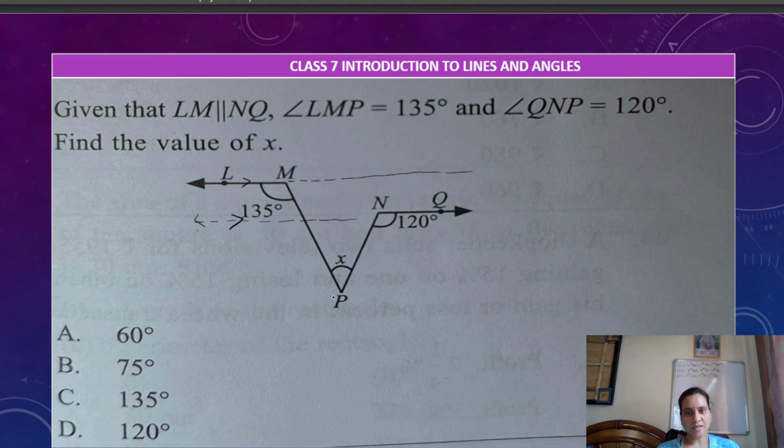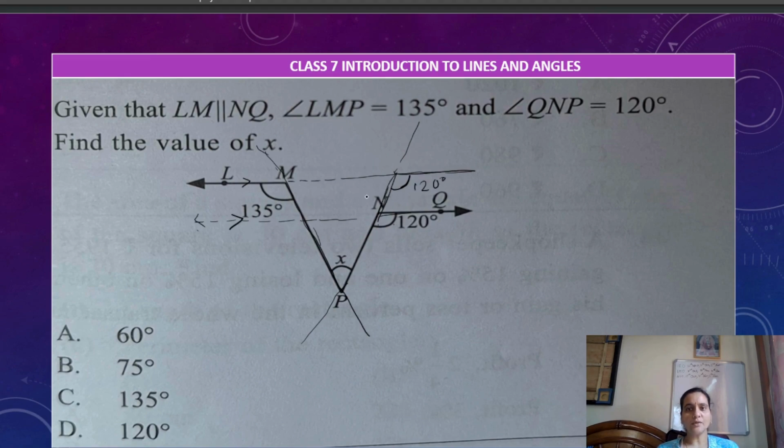I'll extend this transversal NP and I also extend this transversal here, which is MP. So together they are extending and meeting at one point P and they are forming an angle X. Here we have to find this angle. So very easy. This is 120 degrees. So if you form an F like this, then this 120 degrees again means that this angle here is the corresponding angle to this 120 degrees. So this is also 120 degrees.